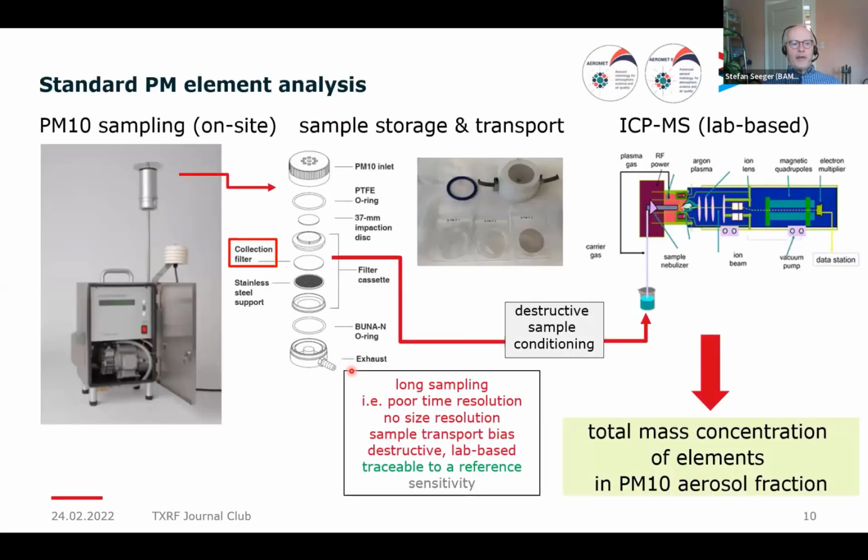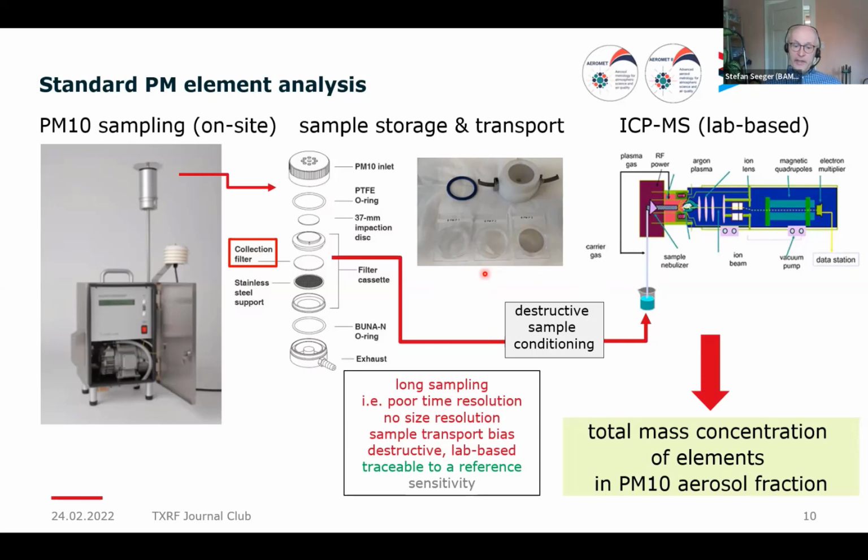Okay, let's go into the details. The standard PM element analysis in ambient measurements in the EU is PM10 sampling on site. PM10 is the size fraction of aerosols below a diameter of 10 micrometers, so from nano up to 10 micrometers in diameter. All these particles are collected onto a filter in such a device, and then you take out the filter, as shown here, a loaded, dirty filter, and do a destructive sample conditioning and ICP-MS in order to identify the quantity of elemental air pollutants.